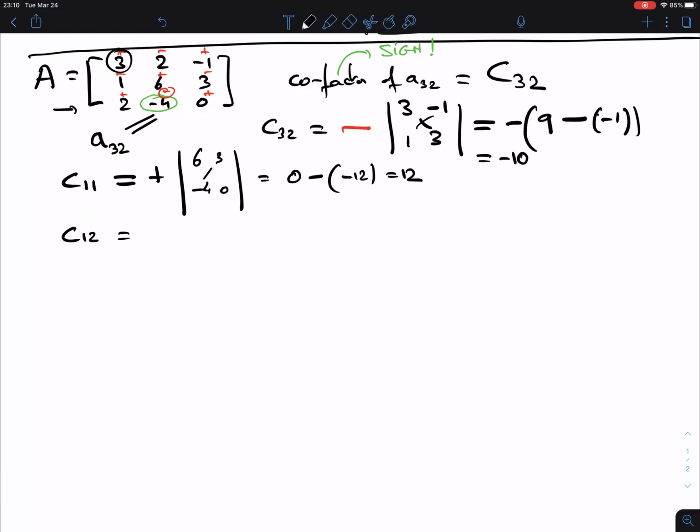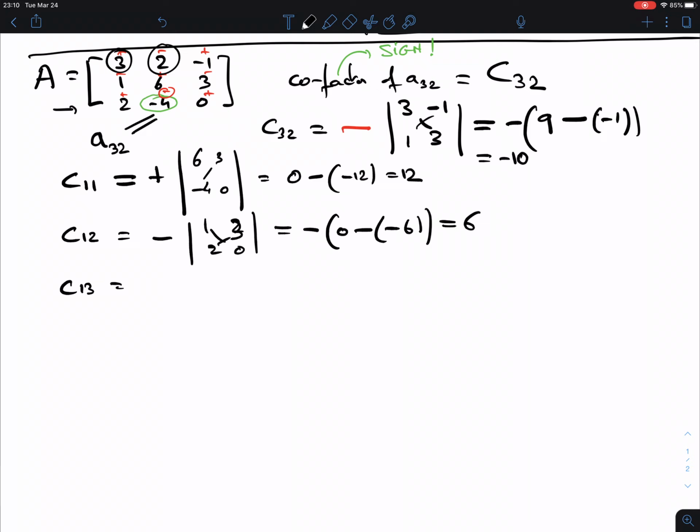C12. You can do them in whatever order you want. I'm not sure that I have all 9 of them. I'm going to do C12. What is this? First row, second column. We're talking about this guy. That's a negative sign. And then if I scratch out, I see 1, 3, 2, 0. That is minus. This product is 0 minus 6. So that is 6.